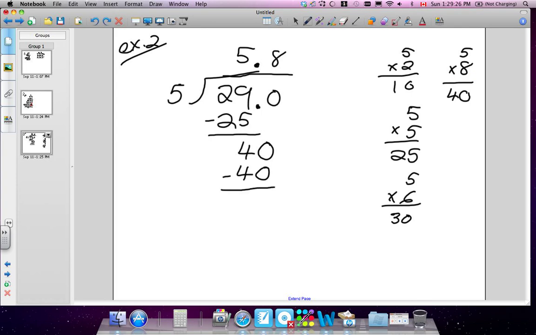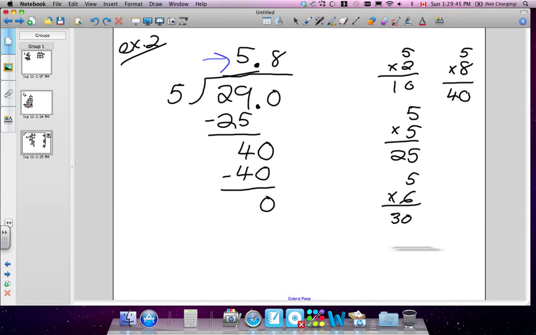And I subtract, like we did before. What's 40 subtract 40? 0. That means we're done. If we get the number 0, that means we've gone as far as we need to. We've got our right answer. So that should all fit in here. So we got 5.8 is our first one. That is what we have for an example.